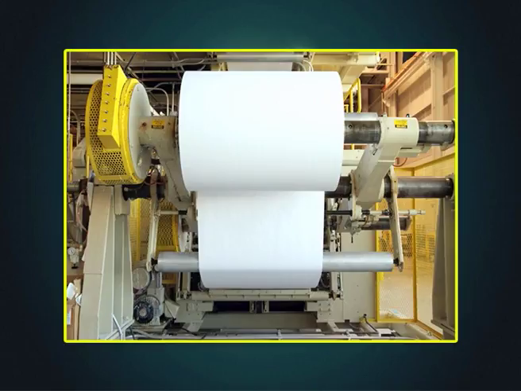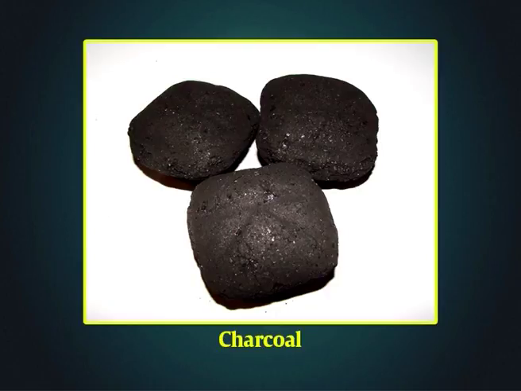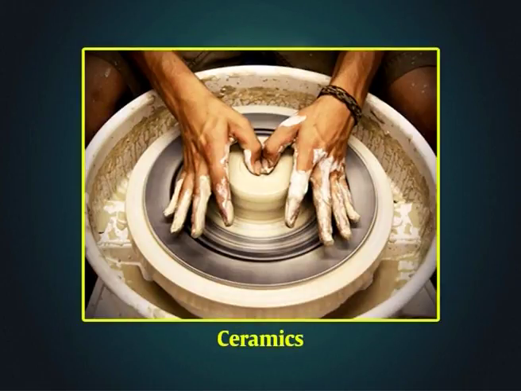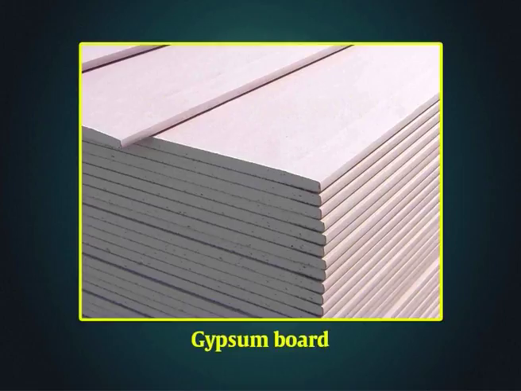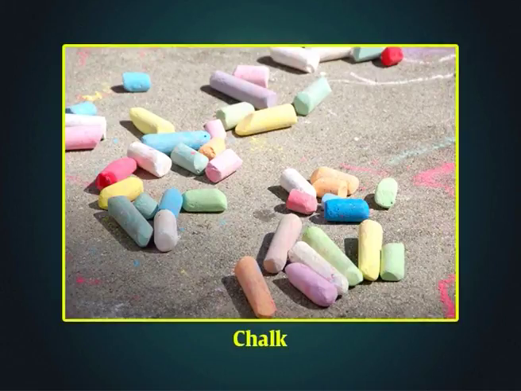Besides food use of starch, it is also used in the paper industry. Starch is an excellent binder and is used in the manufacture of charcoal, ceramics, gypsum board, and chalk. Till now, we have discussed the structure, chemical composition, industrial uses, and therapeutic effects of both barley and oats.